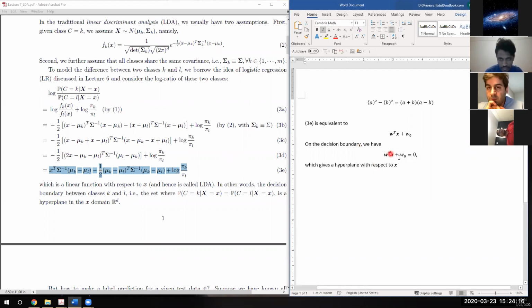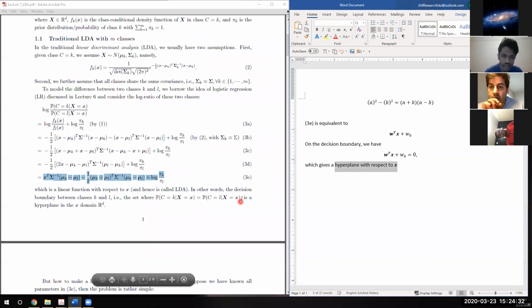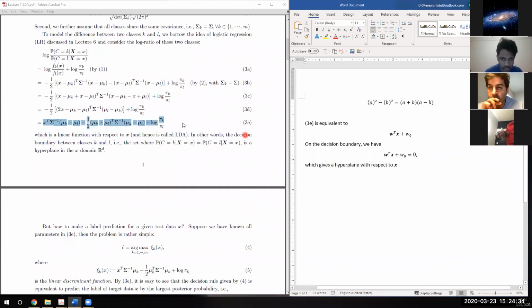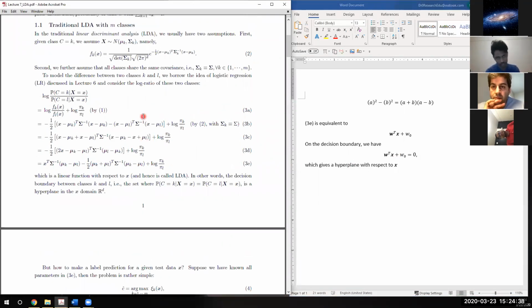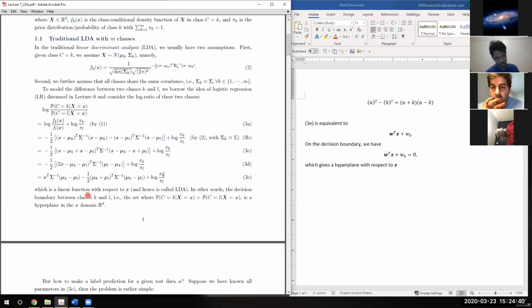And from this item, you see what? What is the set of x? Any point that satisfies W, the set of them will give you a hyperplane with respect to x. That's the reason why we claim that the decision boundary here is a hyperplane, and that's linear, of course. That's also the reason why it's called linear discriminant analysis, because this item is linear here.